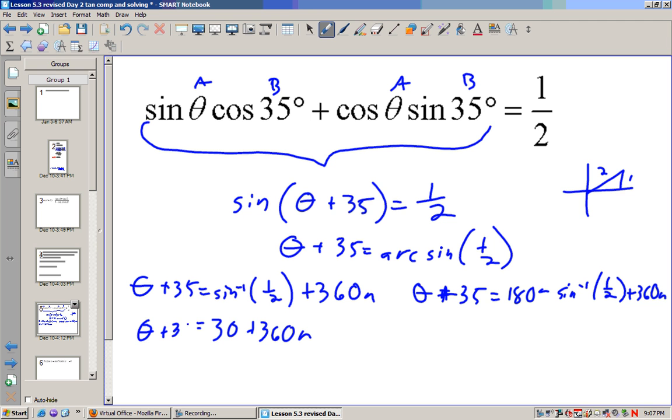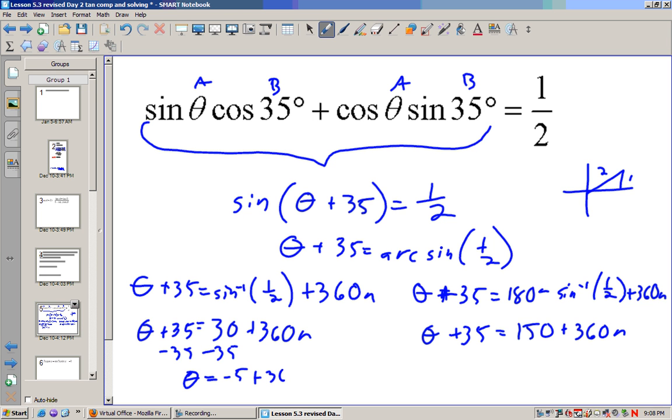And then 180 minus 30 degrees is 150. So now I subtract 35 from both sides to get theta equals -5 plus 360n. And if we subtract 35 on both sides, theta is going to be 115 plus 360n.